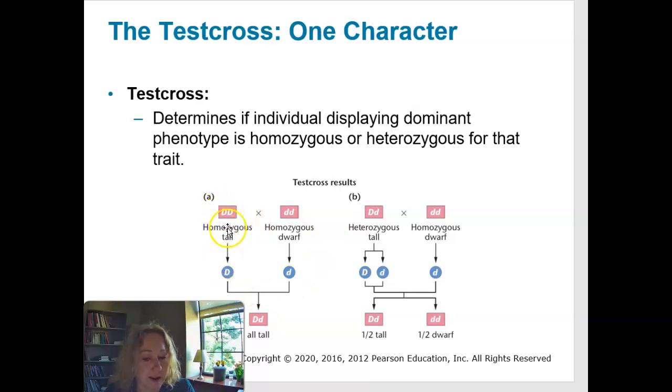So let's say you have a tall individual, and you are like, hey, I got this tall plant, and I don't know if it's homozygous or heterozygous. So what are you going to do? You're going to breed it with a dwarf. If you get all tall, then you know it's homozygous. You breed it over and over again, and every single one of these 1,000 plants is all tall. It has to be homozygous. But let's say you breed your tall plant with a dwarf plant, and you get some that are dwarf, you know it's heterozygous. Do you see how I did that?